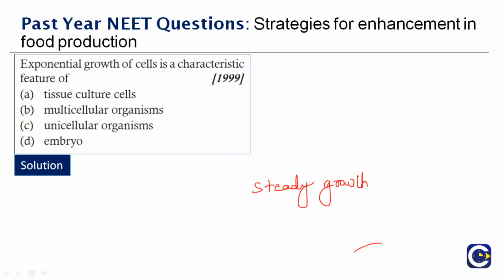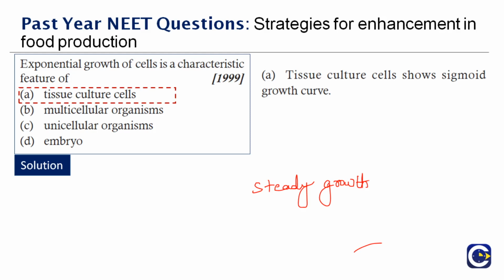Even when you talk in terms of growth curve, we have lag phase, log phase, stationary phase, then we have the decline phase. Likewise, exponential is where you see defined or steady growth, and that is a characteristic feature of tissue culture cells. Tissue culture shows a sigmoid growth curve. That's what I said, the 4 different phases when it comes to a sigmoid curve. The right answer is option A.